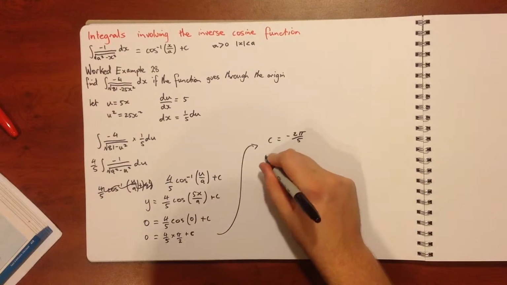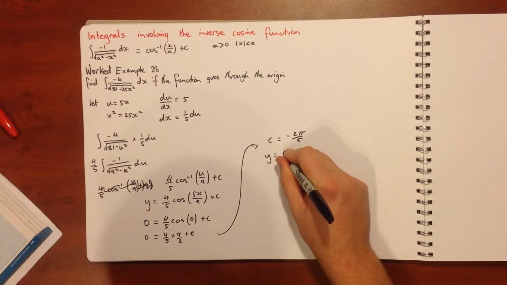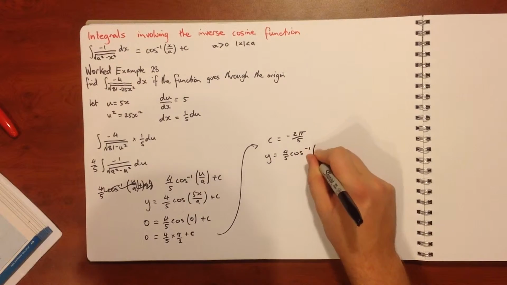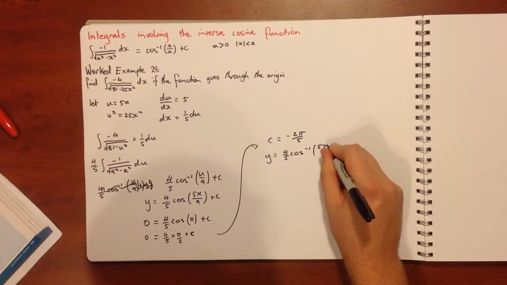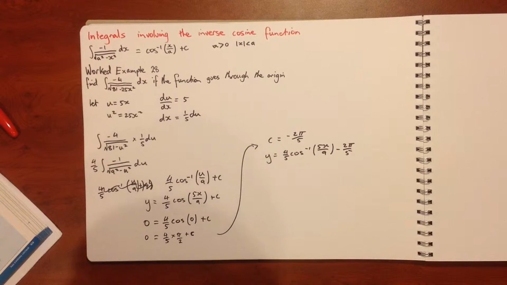That means our equation is y equals 4 on 5 inverse cos of 5x on 9 minus 2 pi on 5. And we're done.